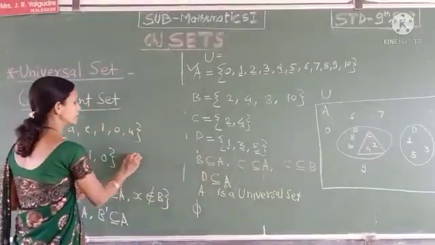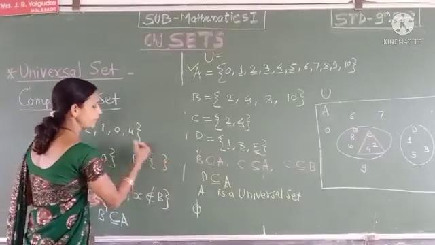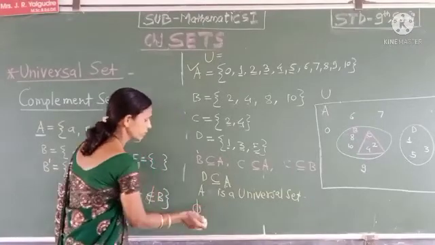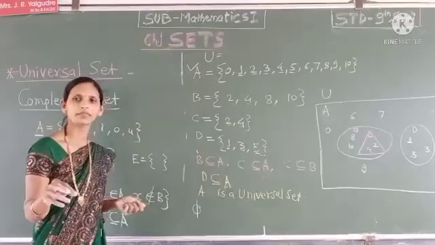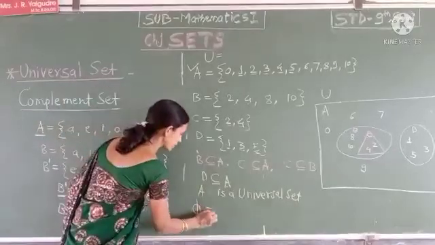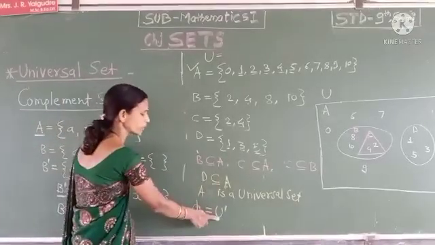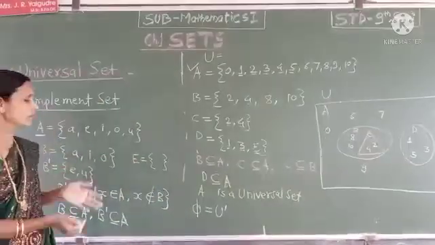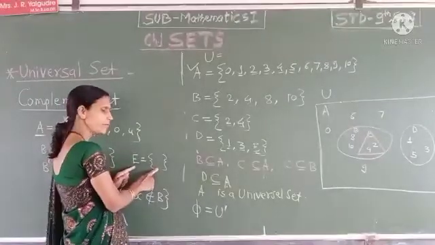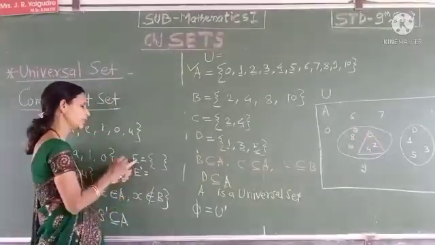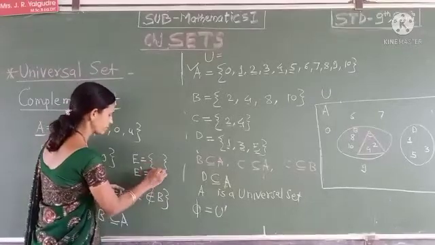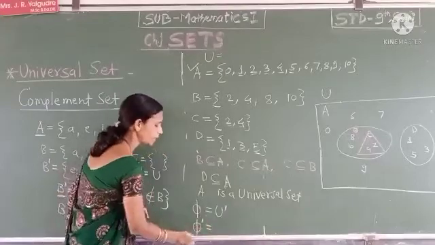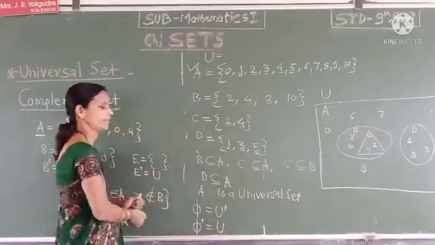Suppose E is an empty set, no elements are there, then that empty set is the complementary set of the universal set. U dash, the complement set of the universal set, is empty, isn't it? And if E is an empty set, then the complement of E is the universal set. That means the complement of the empty set is the universal set.